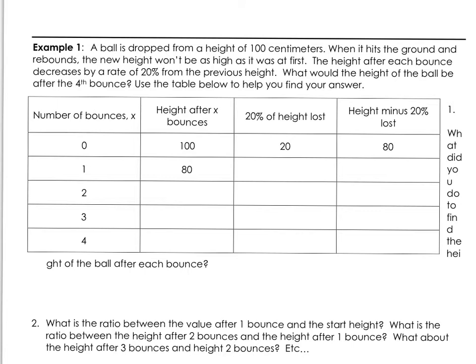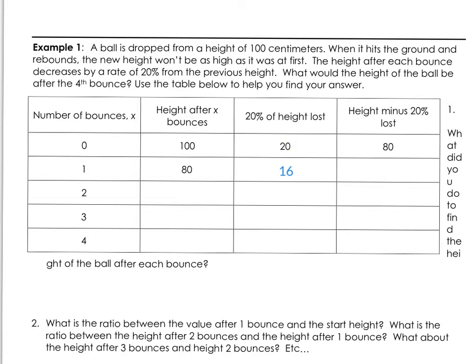If we start off at the zero bounce, the height of the ball is 100, and with 20% loss we will lose 20, because 0.20 or 20% of 100 is 20, and the height minus 20% lost will now be 80. So 80 is our new height. So what's 20% of 80? That's what we're going to lose. If I do 0.2 of 80 in my calculator, I get 16.